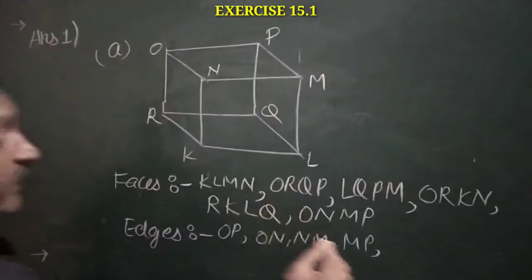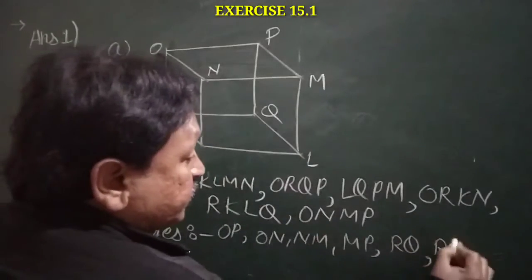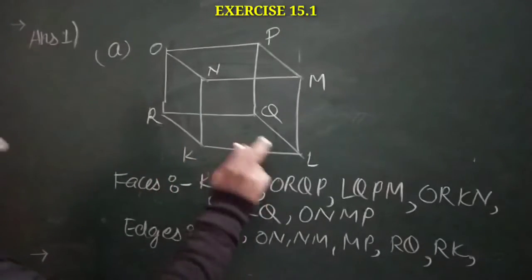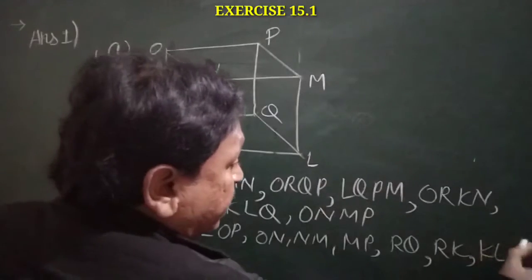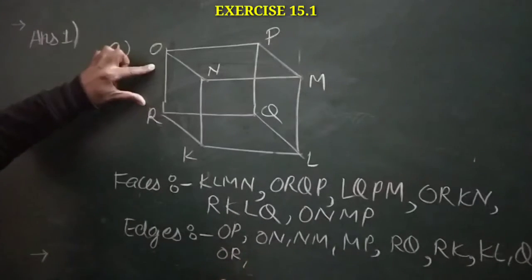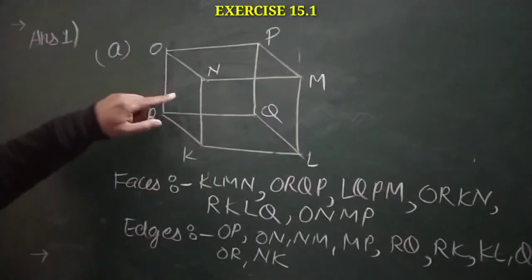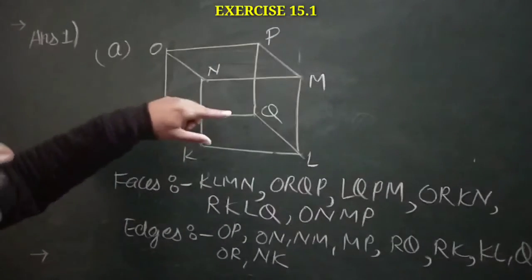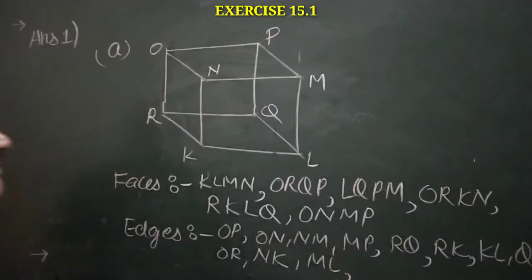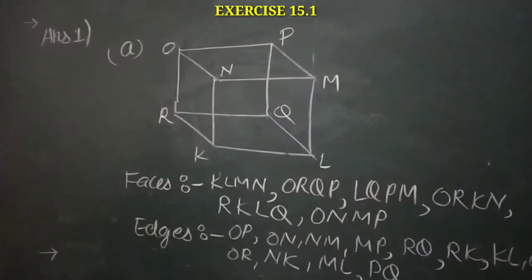In the same way, RQ, then RK, then KL, LQ. This we are done. Again, OR, then NK, ON we have taken, RK we have taken. Okay. Again here, what is left? ML and one more PQ. Just see on the board now. Okay, so we have done edges.